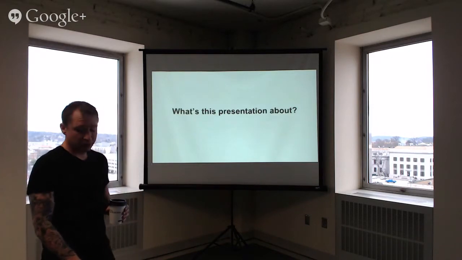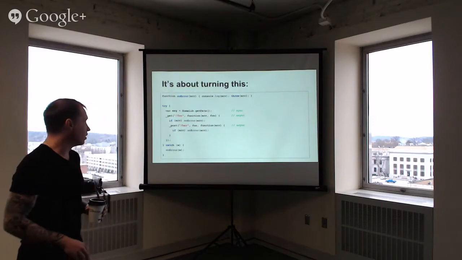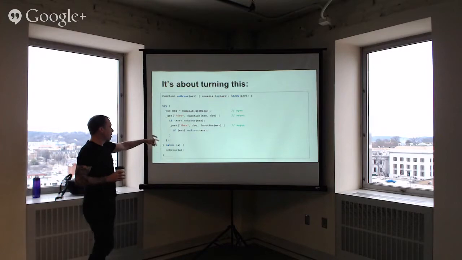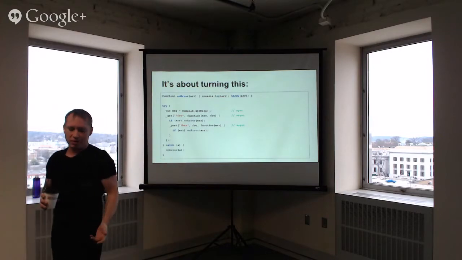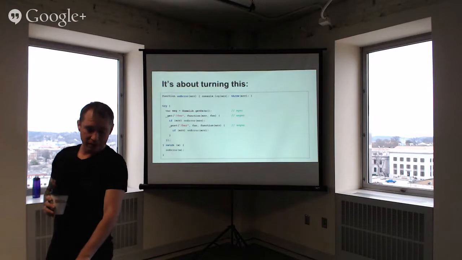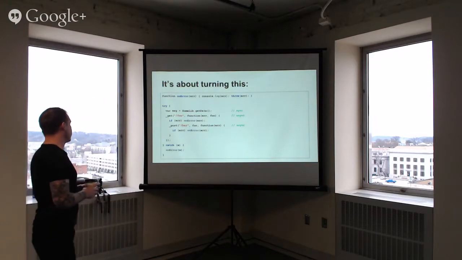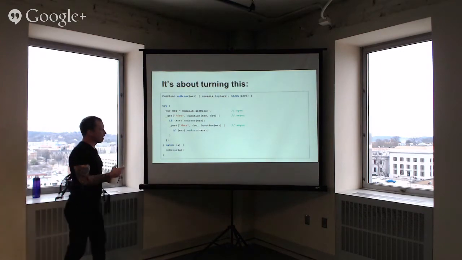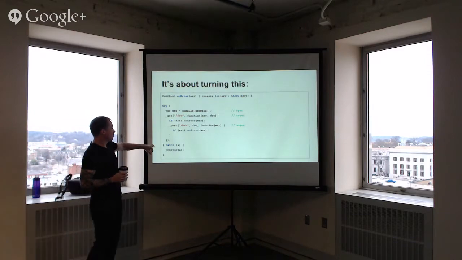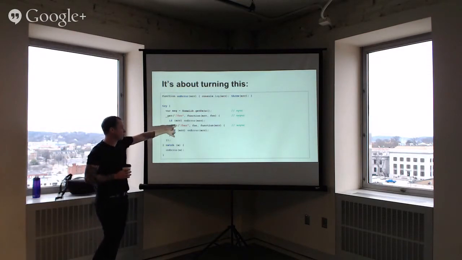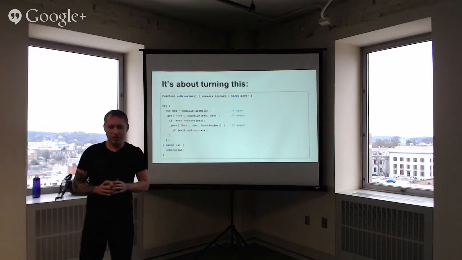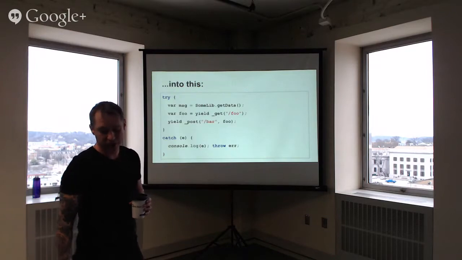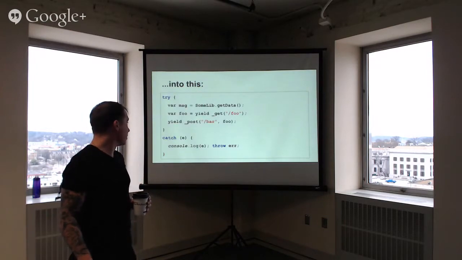Okay, so we'll talk about generators. What does that actually mean? I'm going to try to demonstrate some way to take asynchronous code that looks like this, which is probably kind of familiar if you've been in JavaScript land for a while. You've got a couple things going on here. You've got flow control codified via nested callbacks. You've got synchronous try-catch mixed in with asynchronous error handling. A bunch of sloppy stuff, and pretty idiomatic JavaScript, unfortunately. It's about taking that code and turning it into something that looks like this.